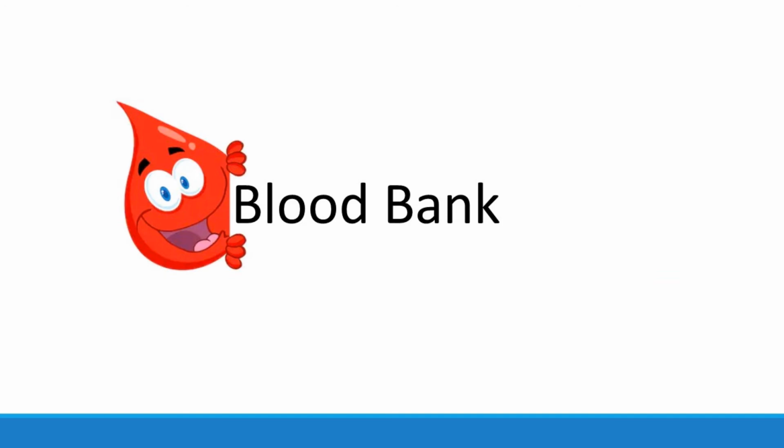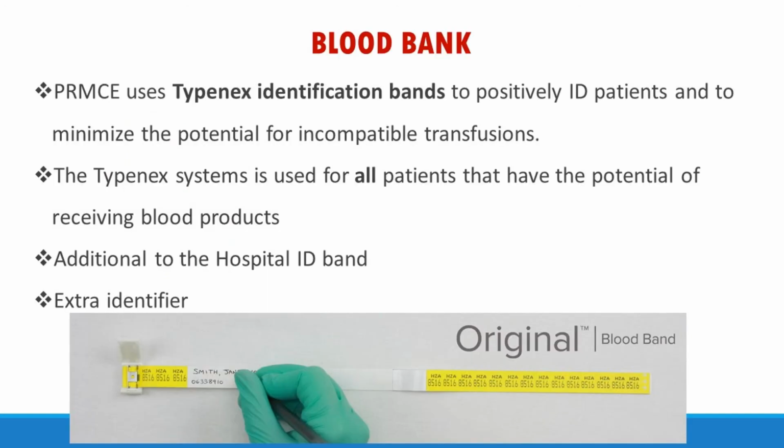So the blood bank, there are a few slides on the blood bank. It is a pretty big department, and obviously they're pretty strict because they need to be, so that we're getting the right blood out to the right patients. So they use Type and Screen identification bands to ID patients. This is for all patients who have a potential of receiving blood products, and it's in addition to the hospital ID band. You can see a picture of it here.